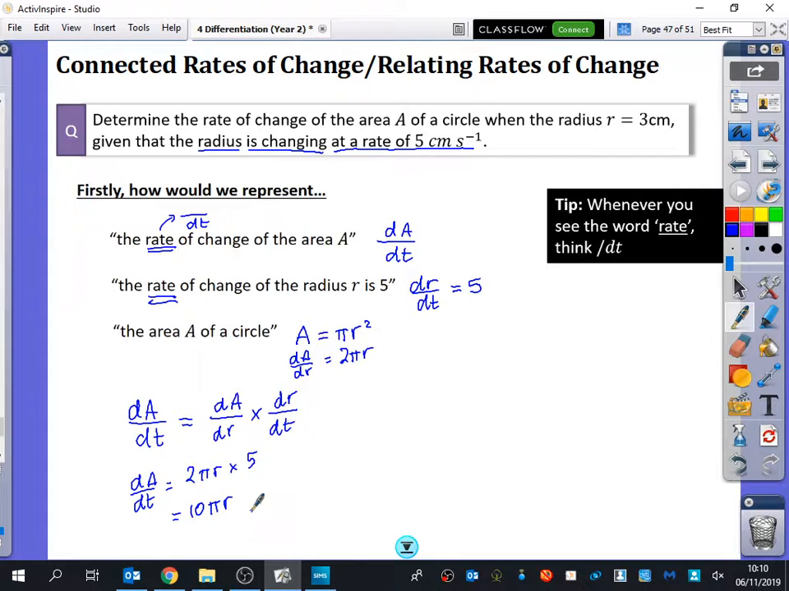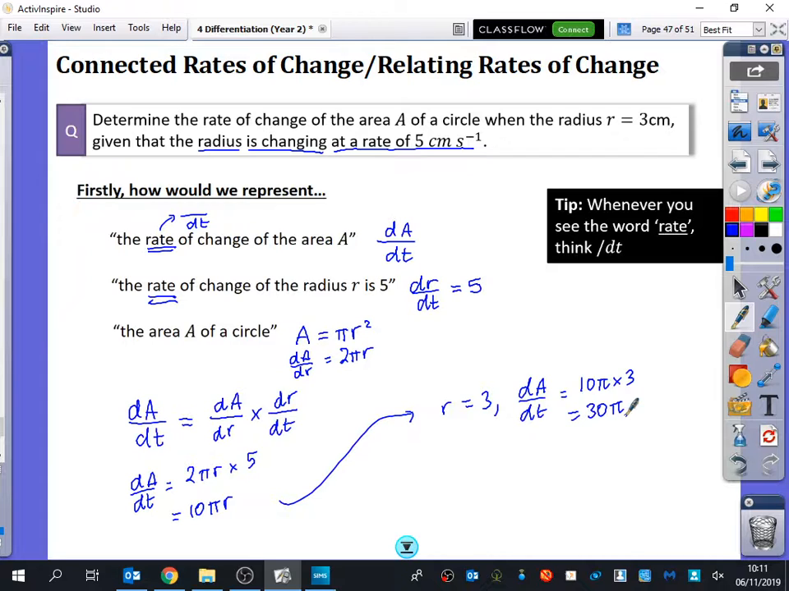So we're nearly there. What's the last thing that you think we should be able to do for this question? Because we haven't quite come up with what dA by dt is yet. We haven't come up with the rate of change. Good, it says when r equals 3. So we know that r is equal to 3. So dA by dt is equal to 10 pi times 3, which is 30 pi. So the rate of change of the area when the radius is 3 is 30 pi.